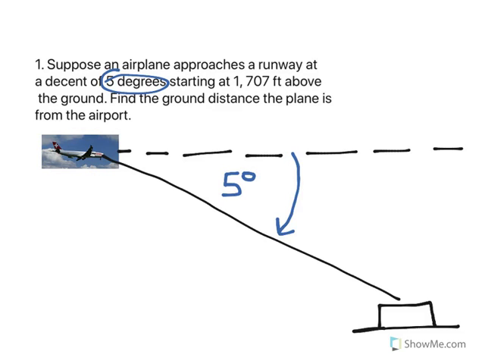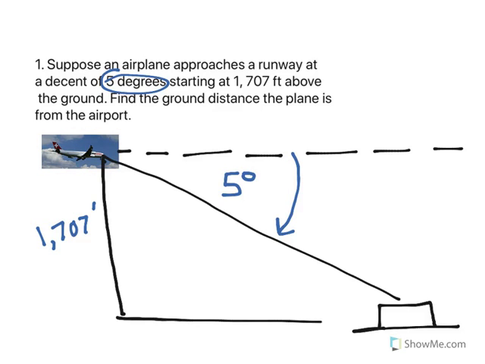It also told us that our plane is 1,707 feet above the ground. If we were to draw that in, that would start to form a triangle of sorts. So it is 1,707 feet above the ground. And it asked us to find the ground distance the plane is from the airport. So I'm just going to put an X here.